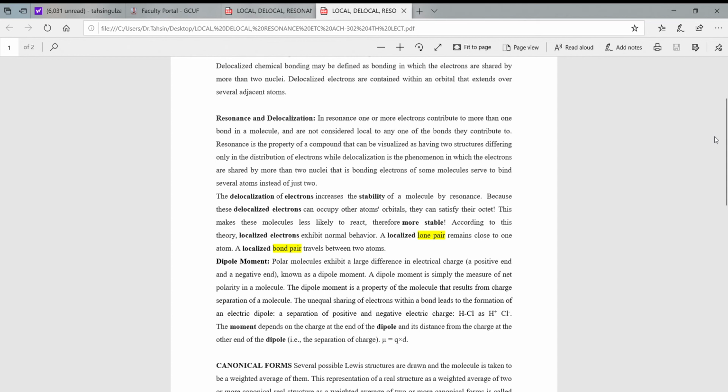So polar molecules exhibit a large difference in electrical charge Q. This is dipole moment. So Q times r, charge into distance, is known as dipole moment.